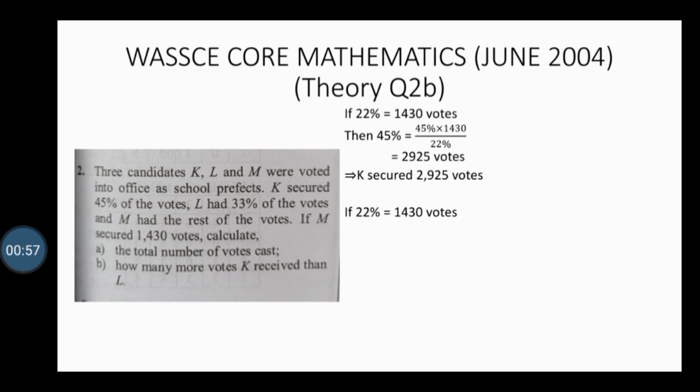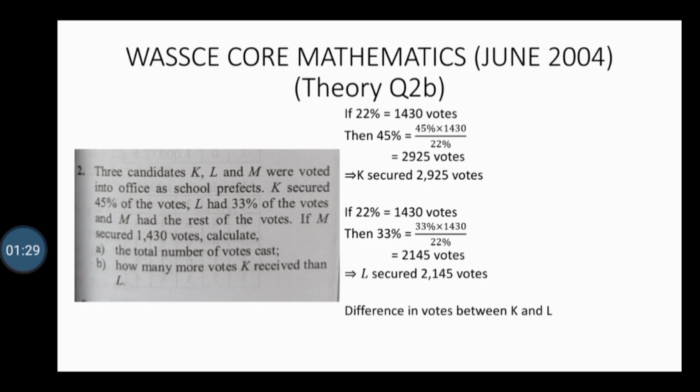Also, if 22% is equal to 1,430 votes, then 33%, which is secured by L, will be equal to the 33% times 1,430 votes all over the 22%, which will also give us 2,145 votes, which implies that L secured 2,145 votes.